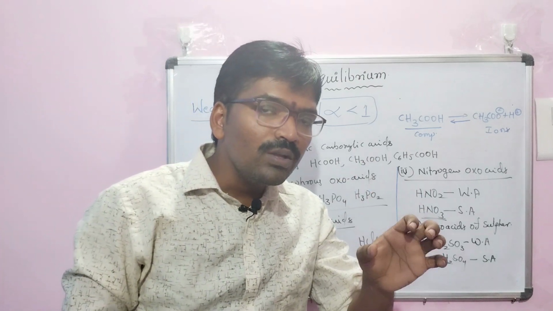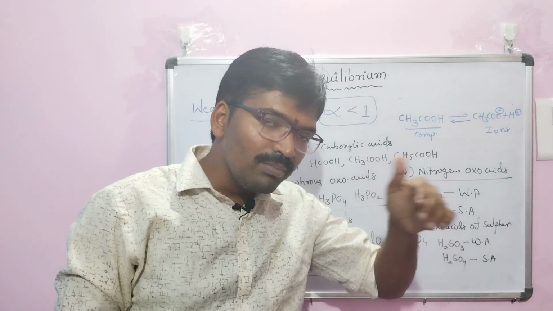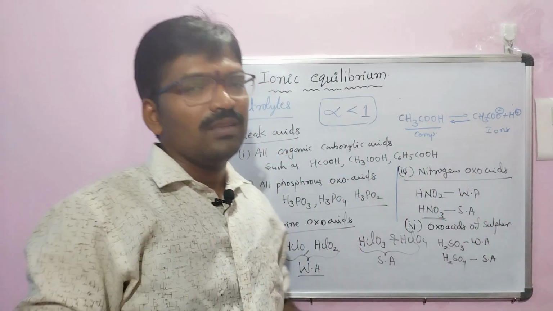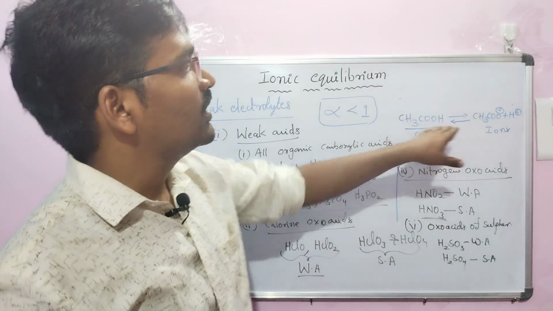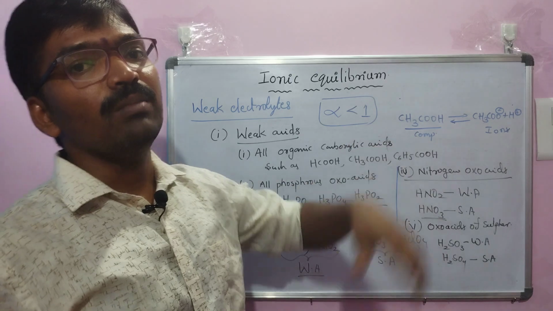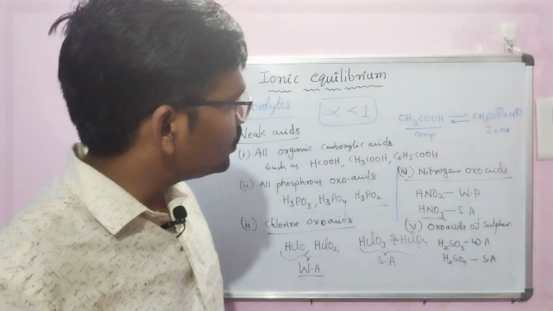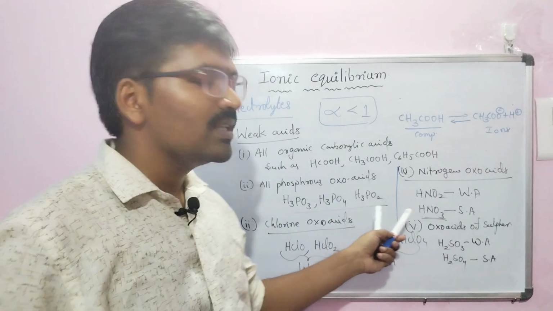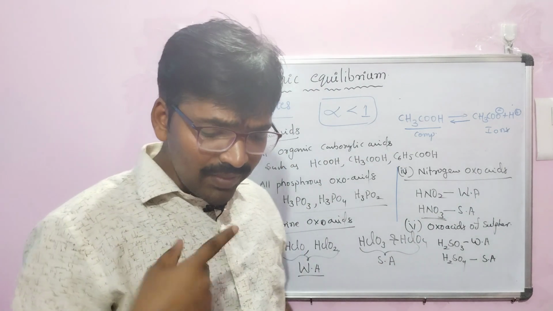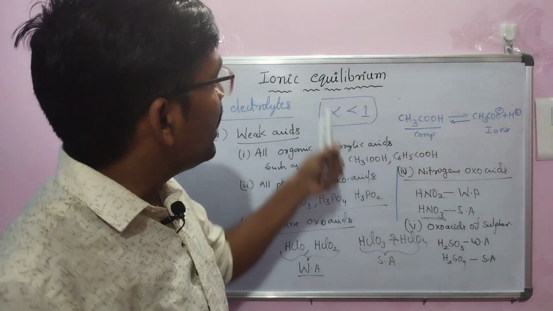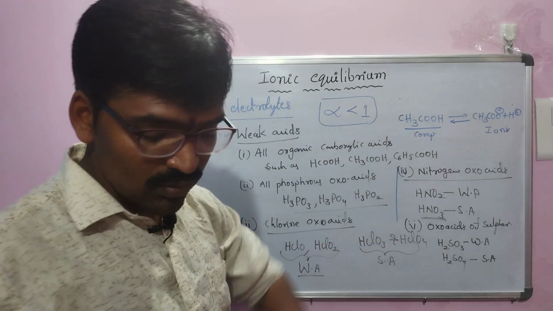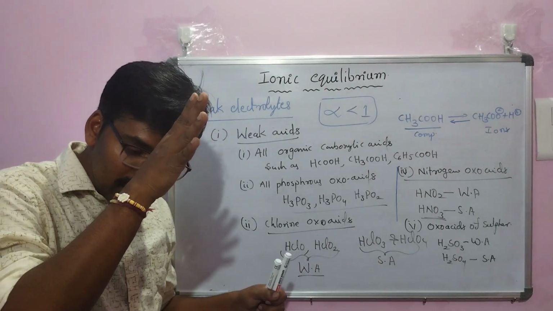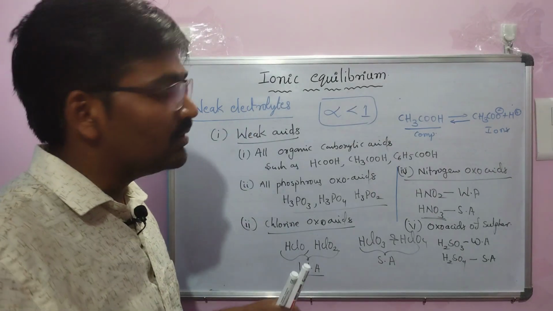A compound or molecule which is in equilibrium with ions, or ions in equilibrium with the molecule, such type of reactions we call ionic equilibrium reactions. So all these weak acids establish equilibrium with ions. That is the reason we are discussing this. Ionic equilibrium is applicable for weak electrolytes only. Not only weak acids, even weak bases also come under that. So what are the weak bases, that also we will discuss.